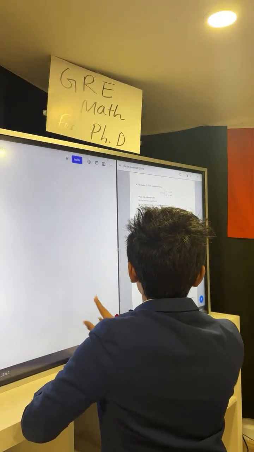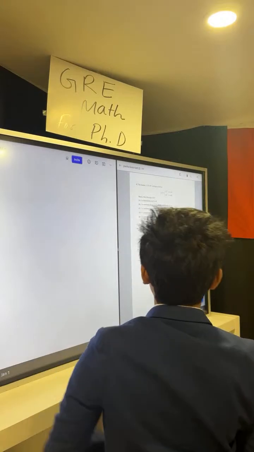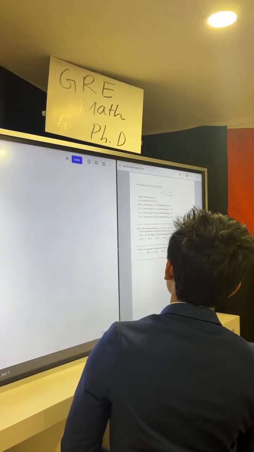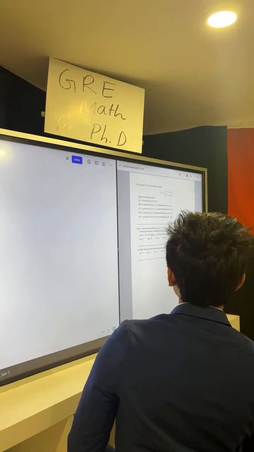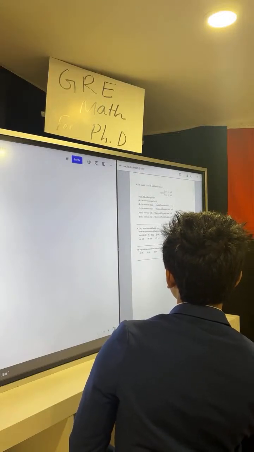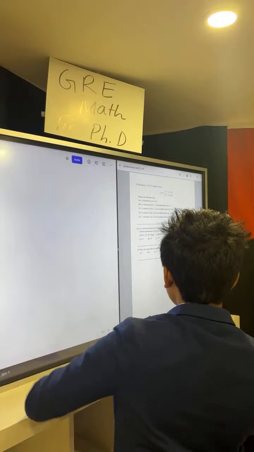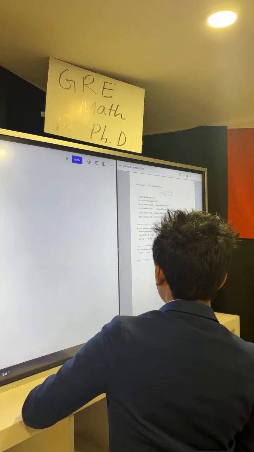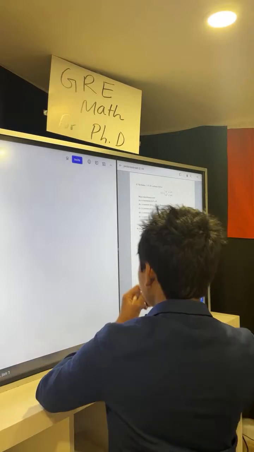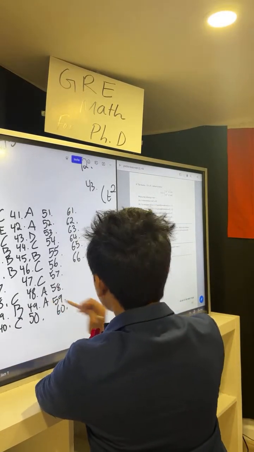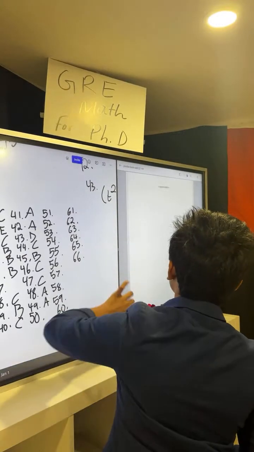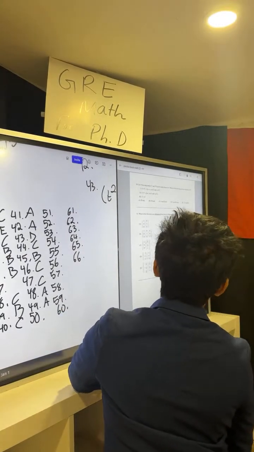What's the largest order of an element in the group of permutations of 5 objects? Oh, I know that. Let's see. Oh, it's 5. That's the cyclic.